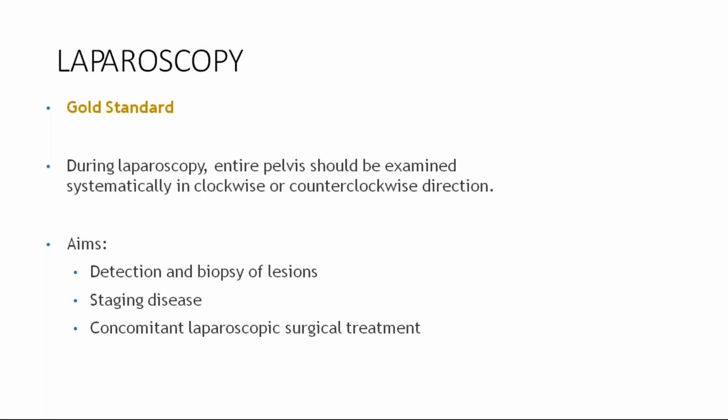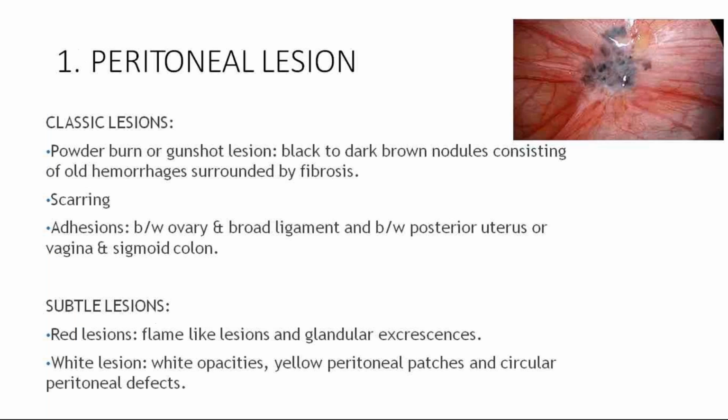So what are the aims now? You have to detect if there are any lesions of endometriosis present on any organ, bowel, bladder, peritoneum, or ligaments. If present, you have to take a biopsy from those lesions, because you have to go for histopathology and confirm that it is endometriosis, and you have to stage the disease based on which organs are involved, and do concomitant laparoscopic surgical treatment. If it is a simple chocolate cyst, you can do excision of the cyst, or for these lesions you can go for cautery or laser vaporization. So concomitant surgical treatment can also be done in case of endometriosis.